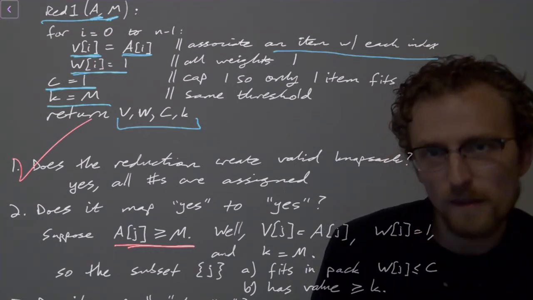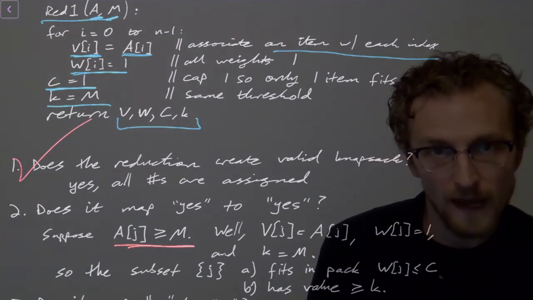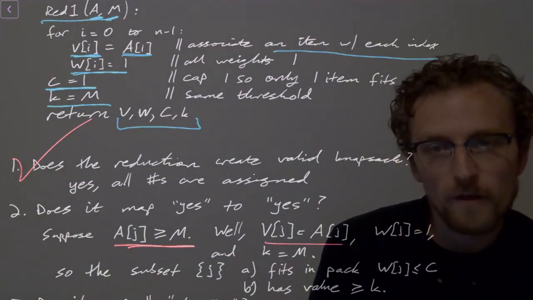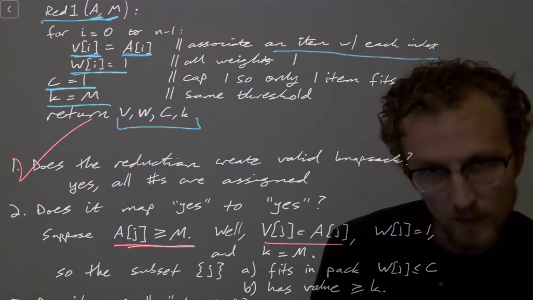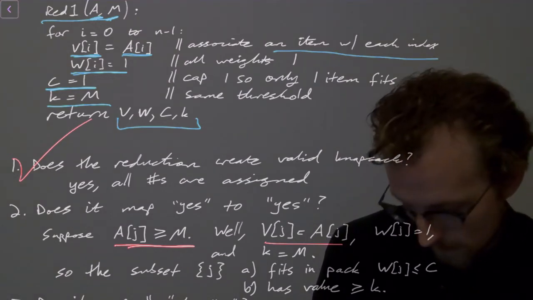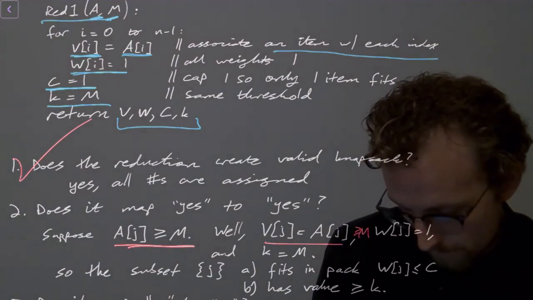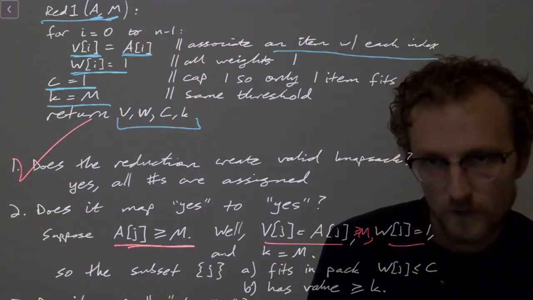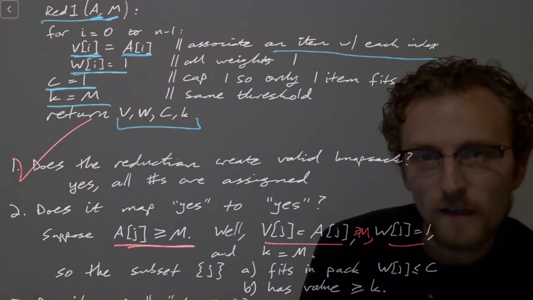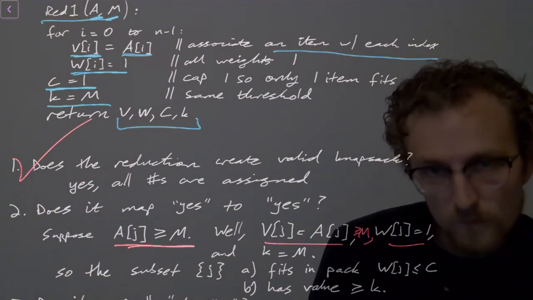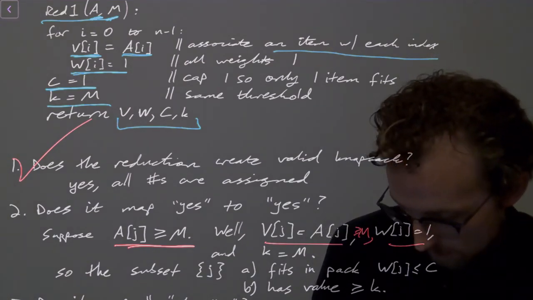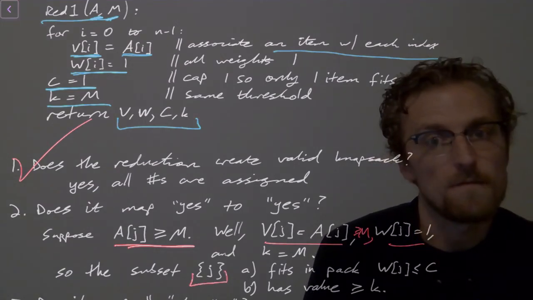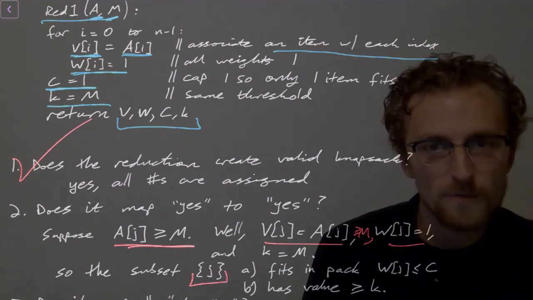Okay, well that means that the value of item j in our output knapsack problem is that, right? Which is greater than or equal to m. Okay, so that's greater than or equal to m. Okay, the weight of that item is 1, because the weight of every item is 1. And since the capacity of the knapsack is 1, that means item j fits in the knapsack. Okay, so this is a valid subset, right? It is a feasible subset for our knapsack problem.